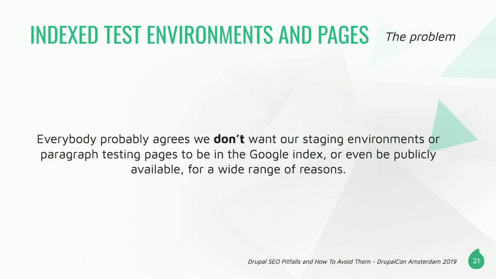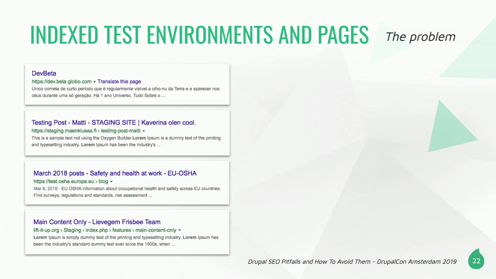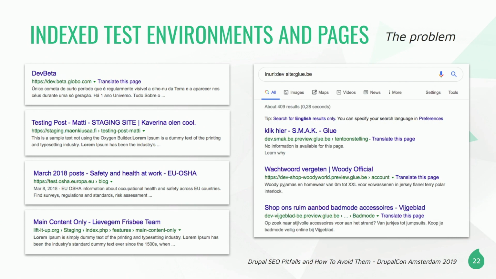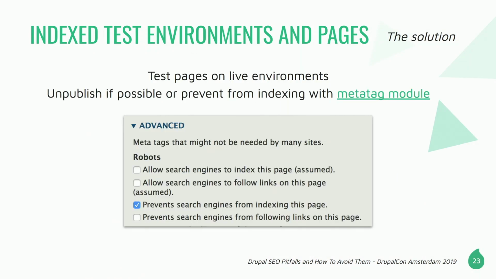Like, for example, if you have a commerce site and your staging environment is indexed and people are starting to order products which have 0 value or €1 or $1 value, that's not something you want. These are a couple of screenshots of pages that are indexed in Google, and these are all dev and staging environments or paragraph testing pages. You don't want these in the index.